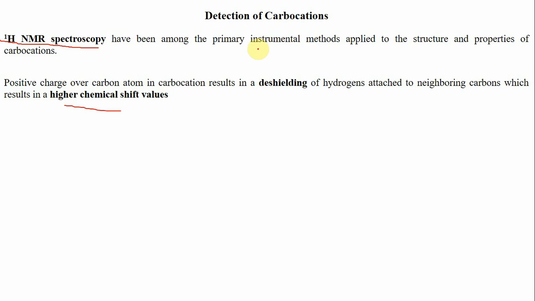Now in the case of a carbocation, since there is a positive charge over carbon, this positive charge always results in de-shielding of hydrogens, or you can say this positive charge always reduces electron density around the hydrogen atoms of neighboring carbons. So due to this de-shielding of hydrogens of neighboring carbons, their chemical shift value always shifts towards the higher side. So due to the formation of these carbocations, the chemical shift values of neighboring protons always increase.